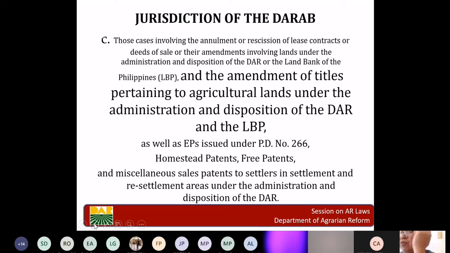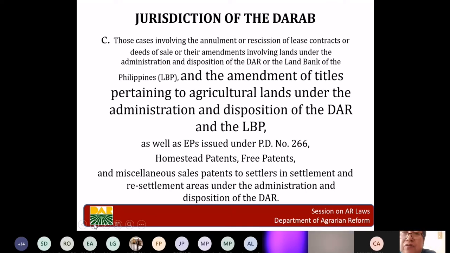Please take note of the cases decided by the Supreme Court involving the annulment of deed of sale, annulment of title, because the transaction lacks the required DAR clearance. Please take note of the case of Pantoa versus Paramount, and then the case also of Pantoa versus Robles.